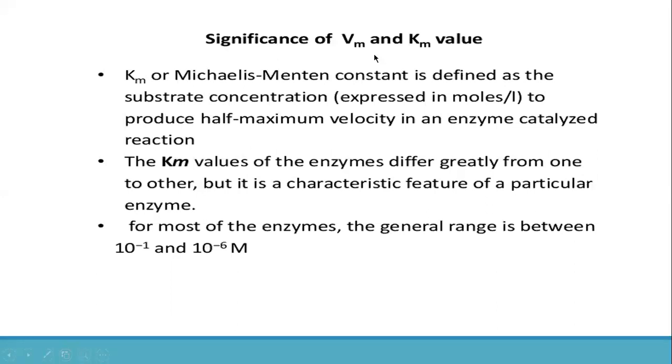Significance of V max and Km value. Km, or the Michaelis-Menten constant, is defined as the substrate concentration that produces half of the maximum velocity in an enzyme-catalyzed reaction. The Km values of enzymes differ greatly from one another, but it is a characteristic feature of a particular enzyme. For most enzymes, the general range is between 10 to the power of minus 1 and 10 to the power of minus 6 M.